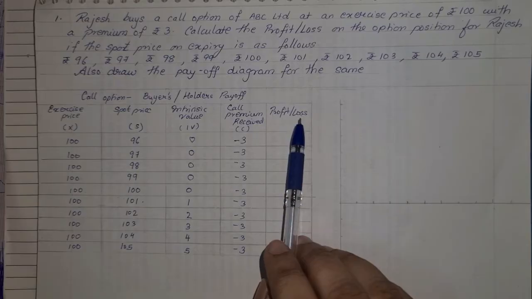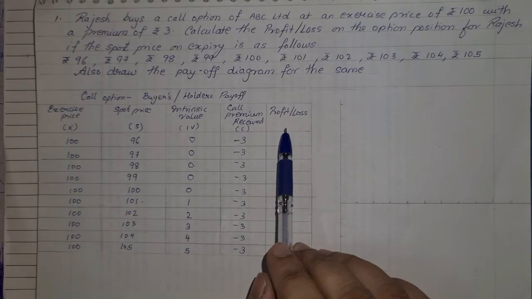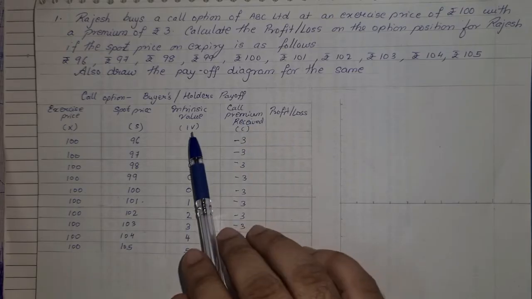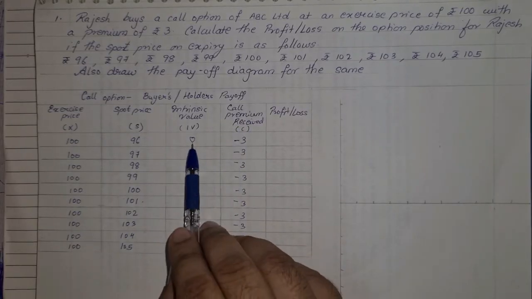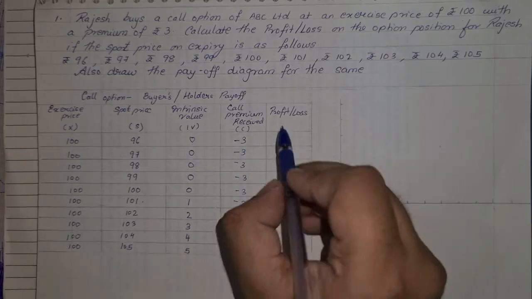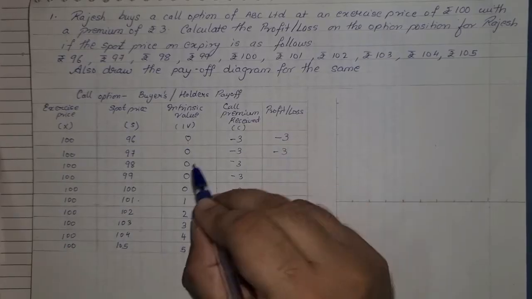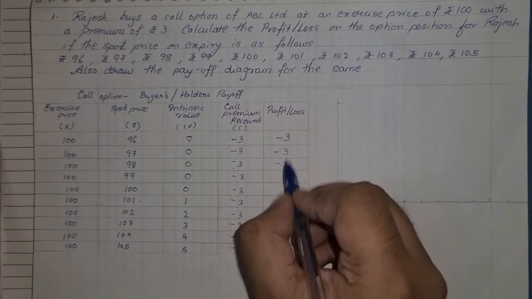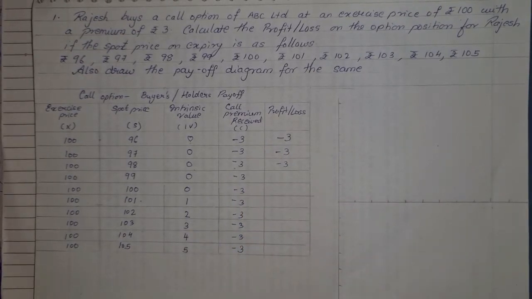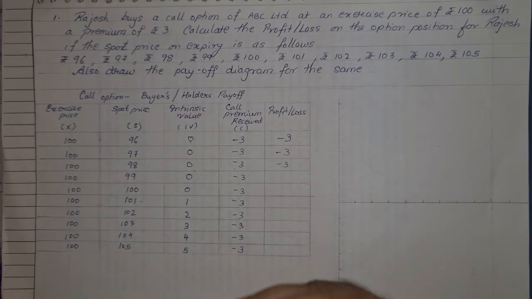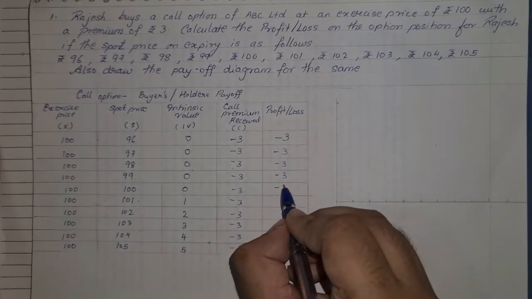Now the last thing that we need to find is the profit and loss, because that's what they've asked us to find. Remember, the profit and loss will be calculated as the intrinsic value plus the call premium. So 0 minus 3 gives you negative 3. 0 minus 3 again gives negative 3. 0 minus 3 is negative 3. So this is basically your loss. Since it's a call option and you're taking an exercise price of 100, any spot price less than 100 will give you a loss of the amount that you have paid as premium. So 0 minus 3 is again negative 3, and again negative 3.